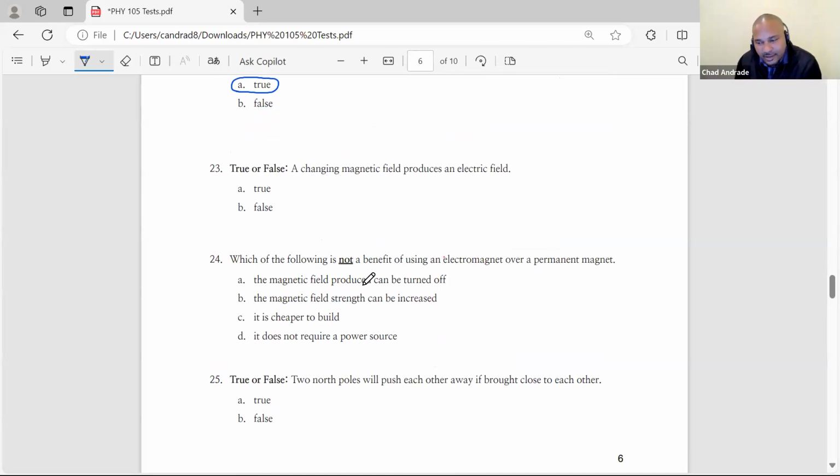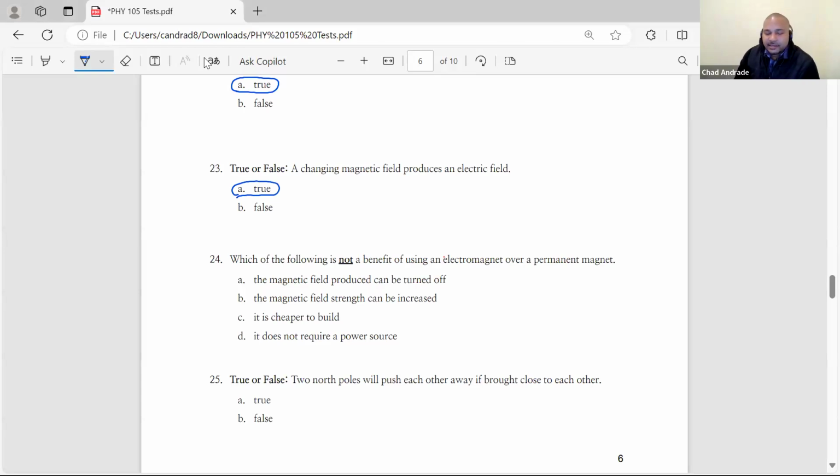All right, I want you guys to help me with this one. This is another true or false, but I don't remember if we dug deep into this. It says a changing magnetic field produces an electric field. Is this true or false? You guys let me know. All right, I see the correct answer is coming in. Everybody says true. This is true.